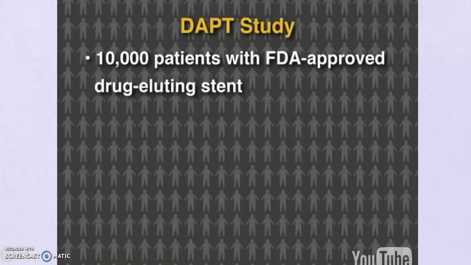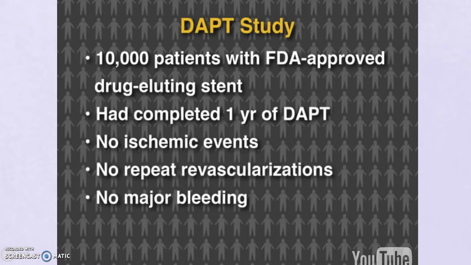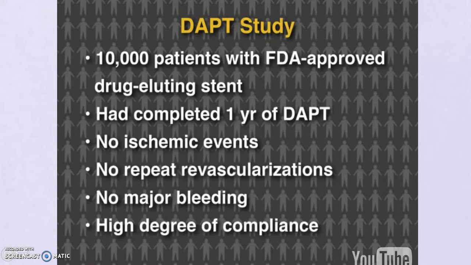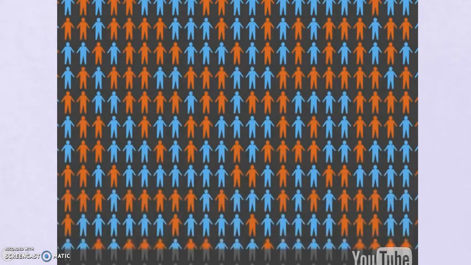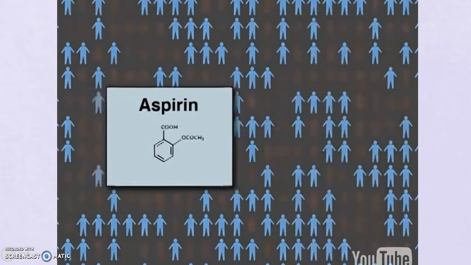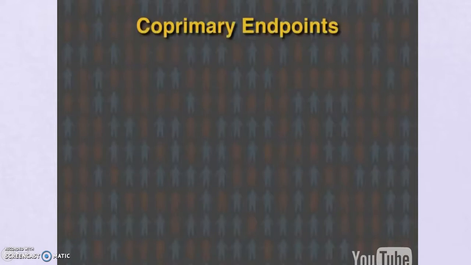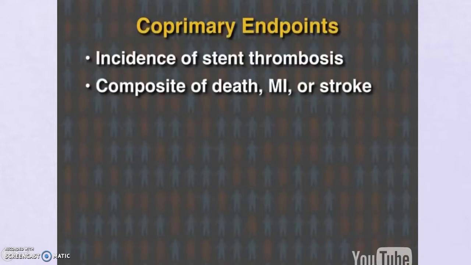The recently completed DAPT study randomized 10,000 patients who had received an FDA-approved drug-eluting stent, had already completed 1 year of treatment with dual antiplatelet therapy without having ischemic events, repeat revascularizations, or major bleeding, and had shown a high degree of compliance with that year of therapy. The patients were randomized to receive an additional 18 months of either continued dual antiplatelet therapy with aspirin plus a thienopyridine, either clopidogrel or prasugrel, or with aspirin alone. The co-primary endpoints were the incidence of stent thrombosis and a composite of death, MI, or stroke.